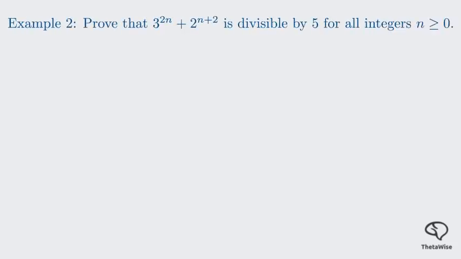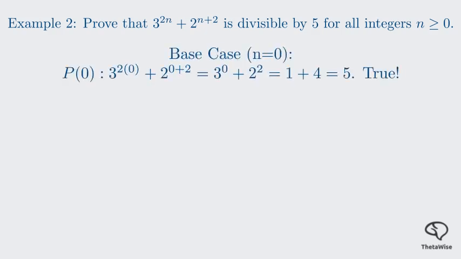Let's prove that for any non-negative integer n, the expression 3 to the 2n plus 2 to the n plus 2 is divisible by 5. Remember, divisible by 5 means that when you divide the number by 5, the remainder is 0. In other words, the number can be written as 5 times some integer. So we want to prove that 3 to the 2n plus 2 to the n plus 2 equals 5k for some integer k.